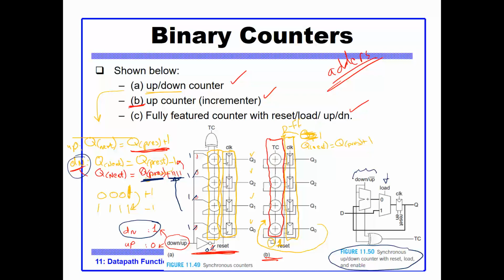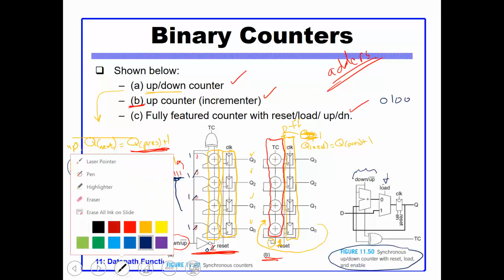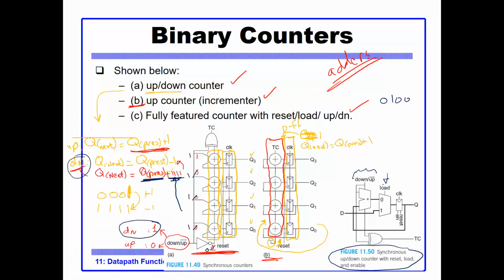Suppose I need to start counting from, let's say, 0100, which is 4. So what do I do here? Well, in this case, I have this mux. Let's just use a different color here. I have this mux, which allows me to preload the counter with whatever value I wish.